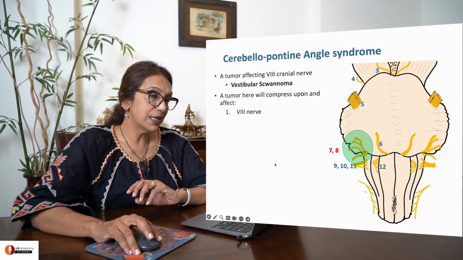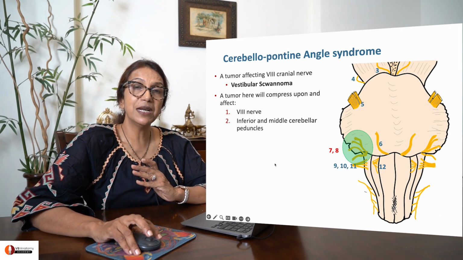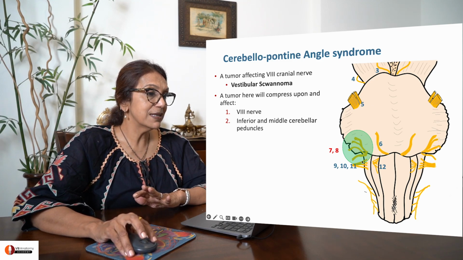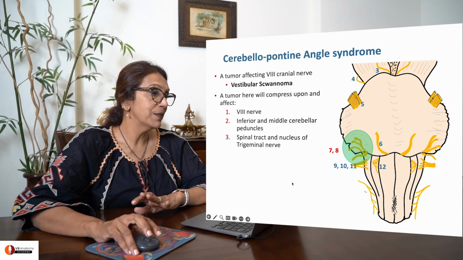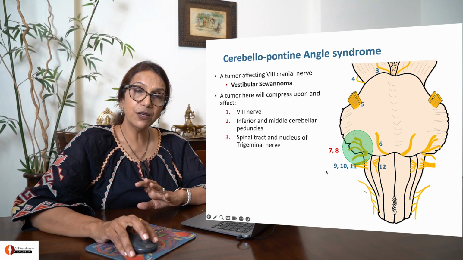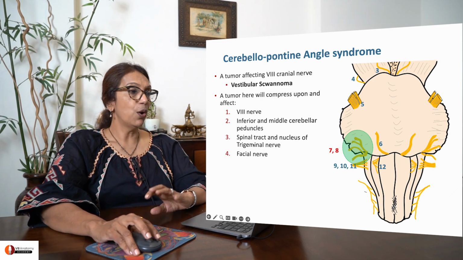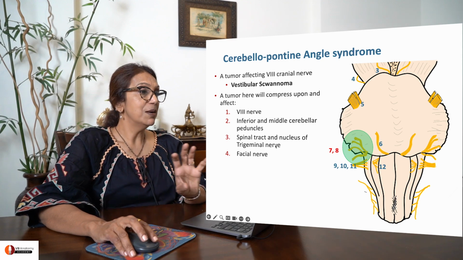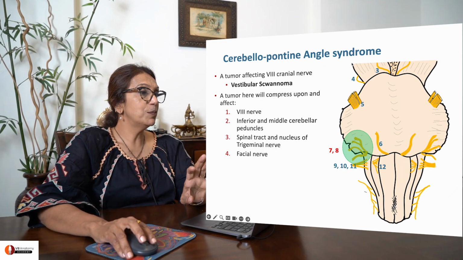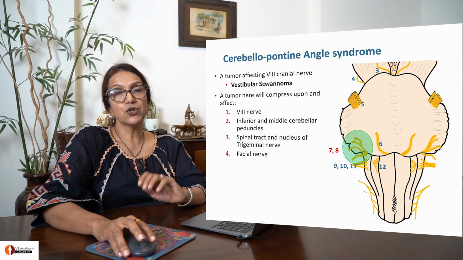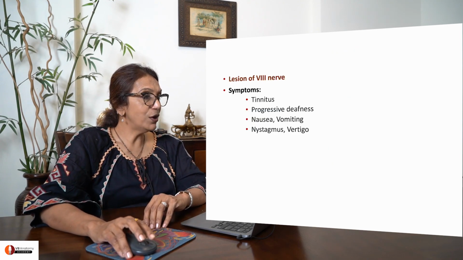Okay, so the tumor will begin to compress the following structures. It will compress the eighth cranial nerve, the inferior and middle cerebellar peduncles, which are right here. This is the middle cerebellar, this is the inferior cerebellar peduncle. It will compress the spinal tract nucleus and it will compress the facial nerve right there. All these structures are affected by this and come under the purview of Cerebello-Pontine Angle Syndrome. What will the patient come with? So we've already done this.